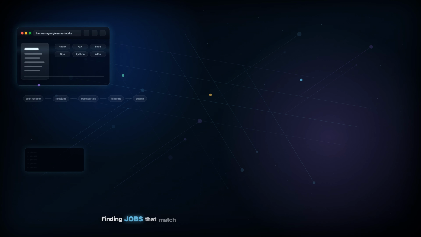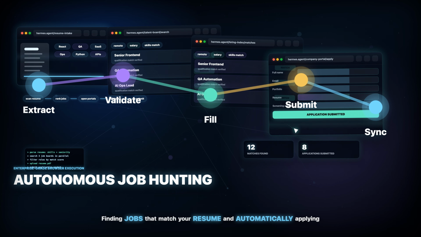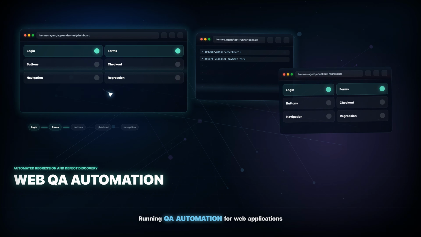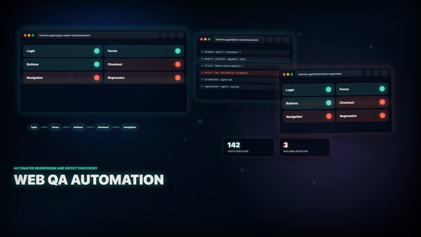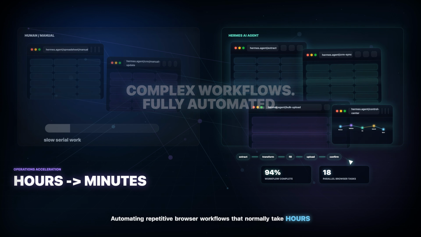You can build far more complex workflows, like finding the jobs that match your resume and automatically applying, running QA automations for web applications, automating repetitive browser workflows that normally take hours, and the list goes on. In the next video, I will show you how to scale this beyond a single task, running multiple agents in parallel so you can create fully AI-powered automation pipelines.